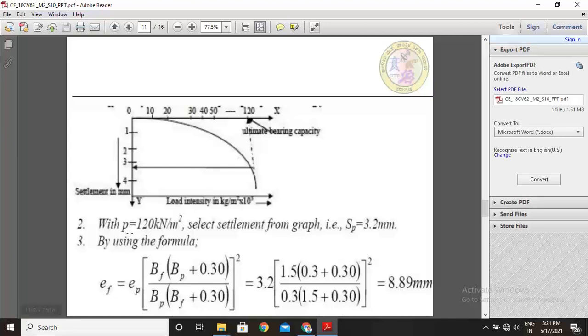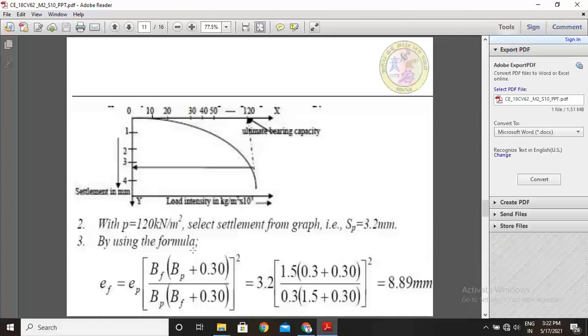So that is with P equal to 120 kilonewton per meter square. In the problem, 120 load is given. So with respect to 120 kilonewton, how much settlement? So select the settlement from the graph, that is SP equal to 3.2 mm. So with respect to 120 kilonewton per meter square, settlement is 3.2 mm, based on the load settlement graph.